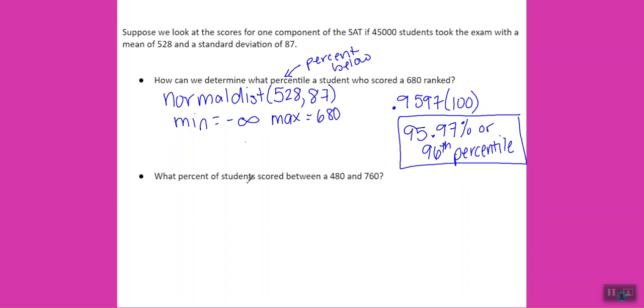What percent of students scored between a 480 and a 760? So, still using the normal dist function. Our mean and standard deviation didn't change. This time, though, we're given a minimum and a maximum. So our minimum will be 480, and our max will be 760.